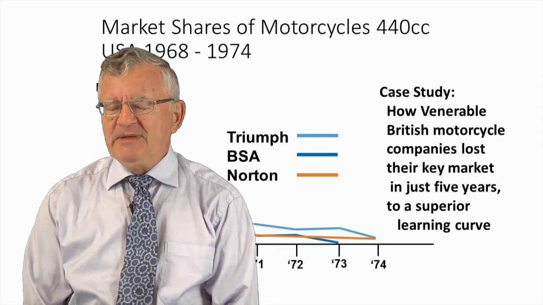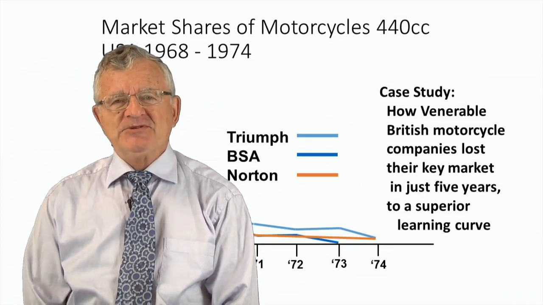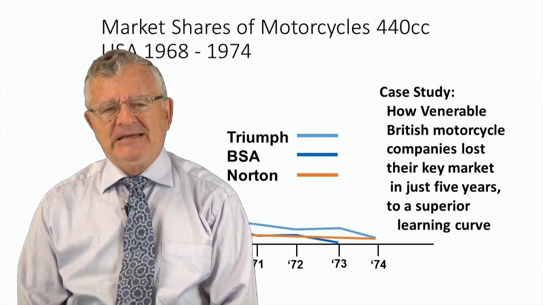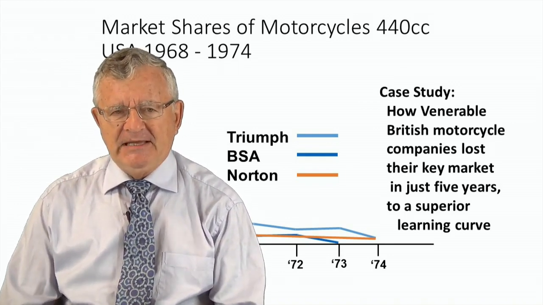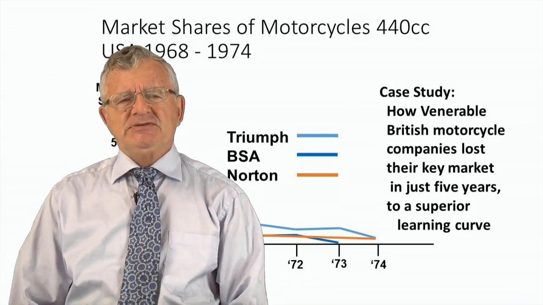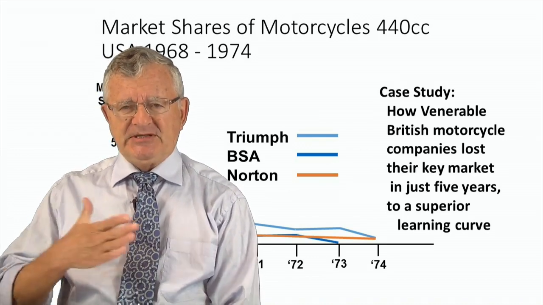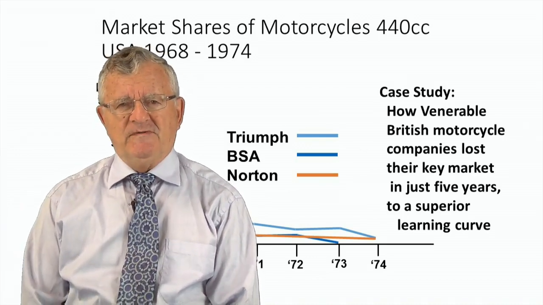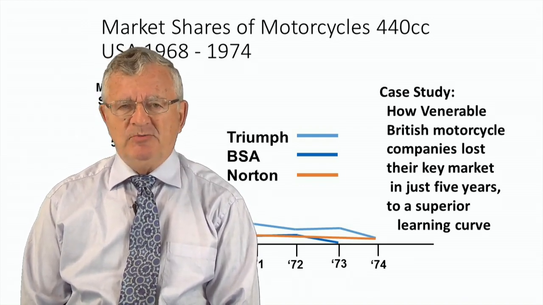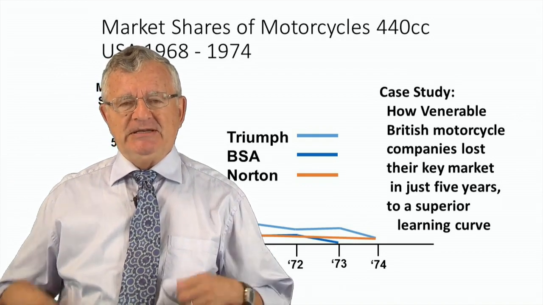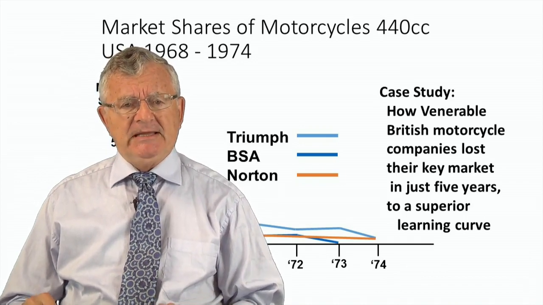Britain has many venerable motorcycle brands. Those of you who love motorcycles probably have heard the names Triumph, Norton, Villiers, BSA. And these British companies dominated the American motorcycle market, especially at the high end, with engines that were 500 cc's or bigger. So in the 60s, they had almost half or more of the market, the profitable high-end market in America's motorcycle business. And then they lost it.